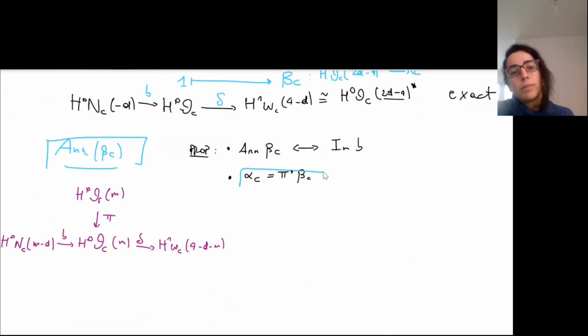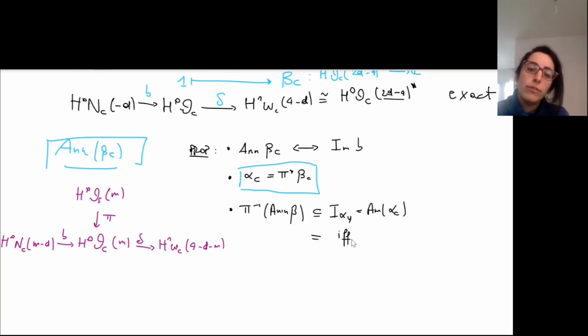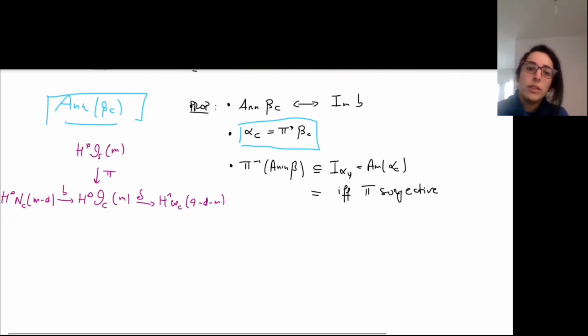And we have this property. And we have also the other property, that pi minus 1 of the annihilator of beta, that we will confuse degree by degree with the image, is contained in what we called E alpha Y, the annihilator of alpha. And the equality holds if and only if pi is surjective. Again, I just recall what will be interesting for us.